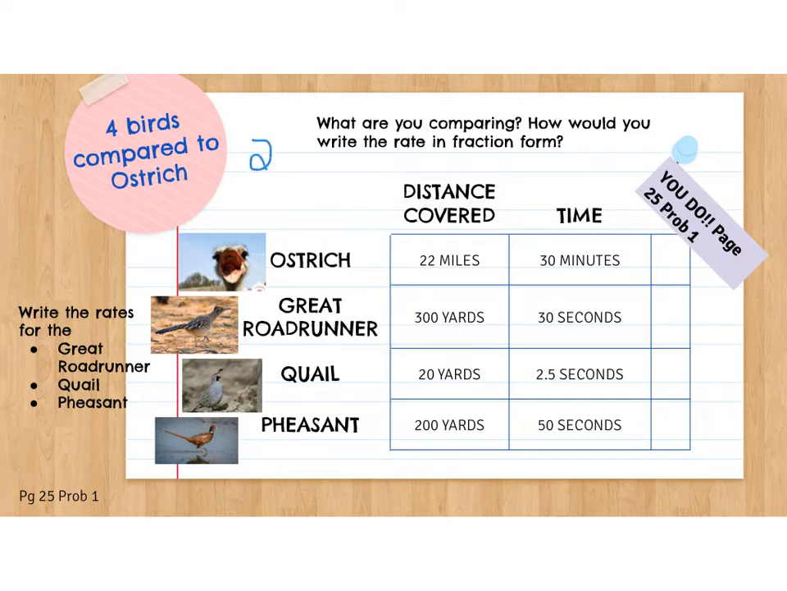The ostrich can go 22 miles, and we're comparing that to the time it took, and that was 30 minutes. And that's how you write the ratio as a fraction.